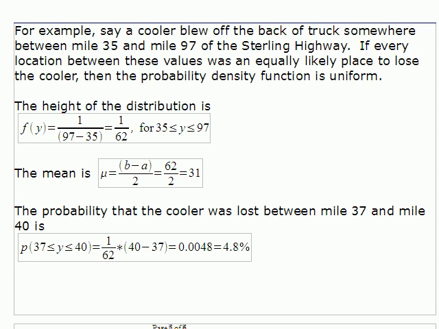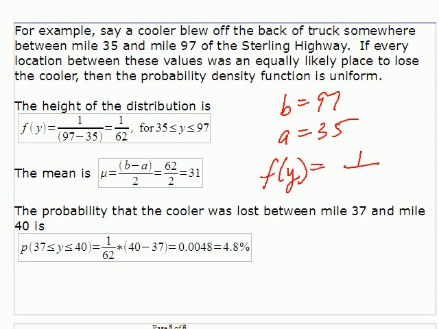Here's just an example. Say you find that you lost your cooler, which somebody didn't tie down, somewhere between mile 35 and mile 97 of the Sterling Highway. And there was no one particular location that was any more likely to lose that cooler than the other. You have a uniform distribution. So b is 97, a is 35. What's the height of that line?